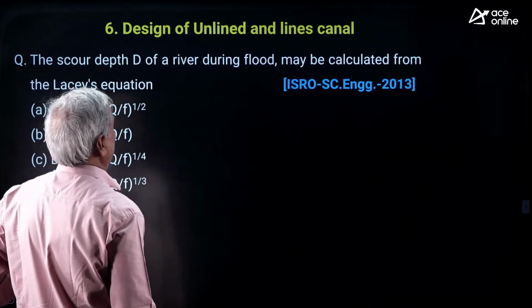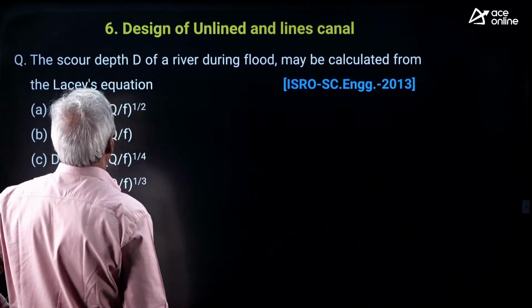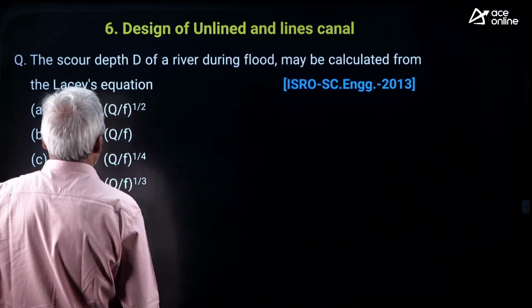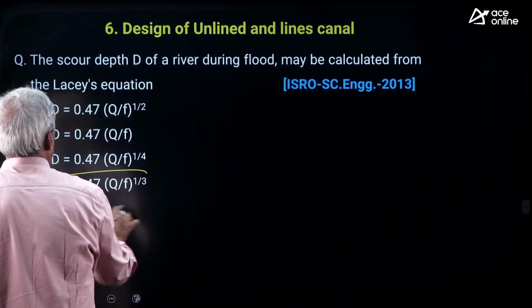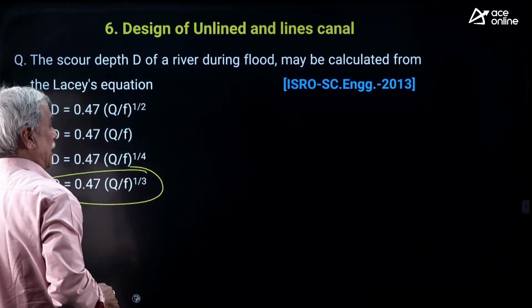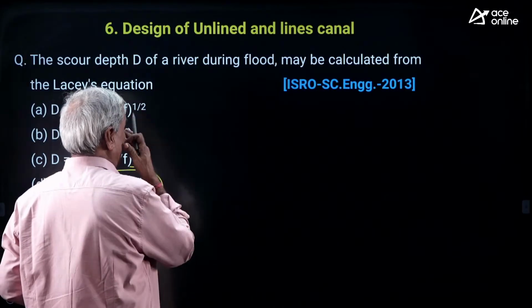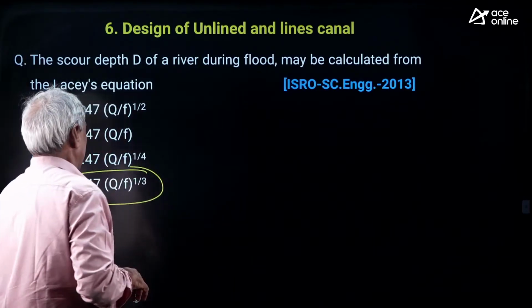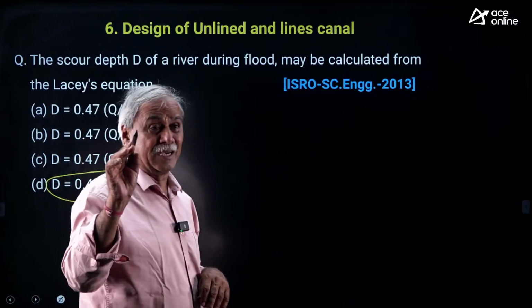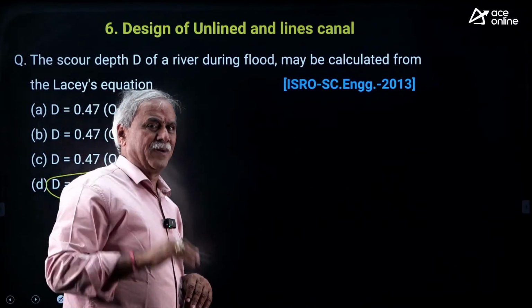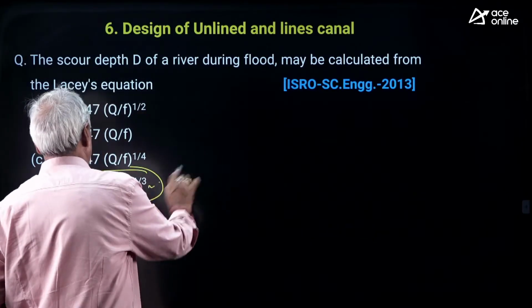The cover depth of a river during the flood may be calculated from Lacey's equation. I have given it to you. Lacey's cover depth value, if it is per unit discharge, is 1.35 (q squared by f) whole power 1 by 3. If it is in terms of total discharge, (Q by f) whole power 1 by 3. So this is the correct answer for this.